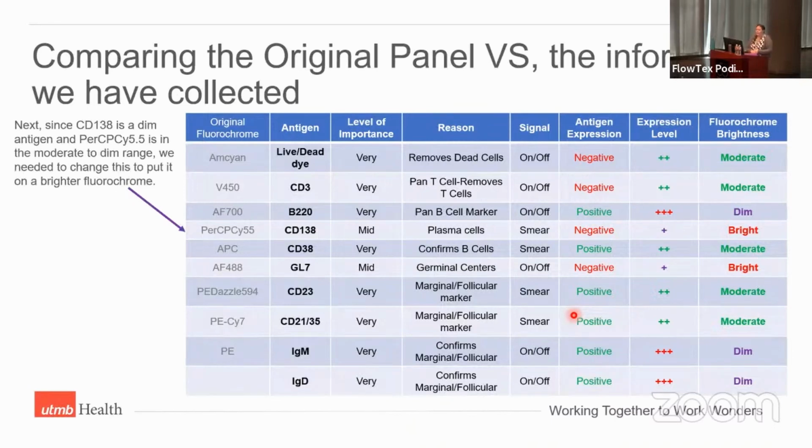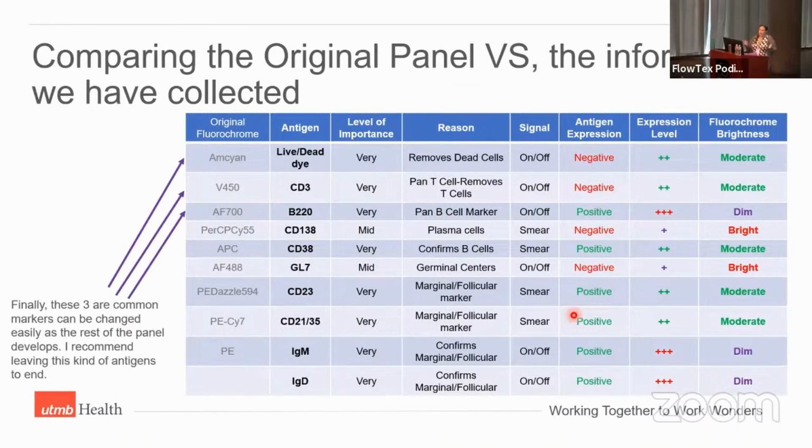CD138 is really, really dim, and they weren't seeing any plasma cells. Plasma cells was like a secondary question that they had. So we decided we need to change that antibody to get it brighter. And then finally, we have our B220, CD3, live dead. We would just figure it out at the end for those three if we needed to change them.